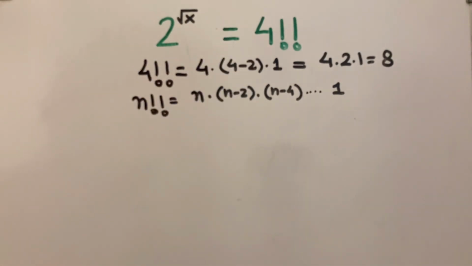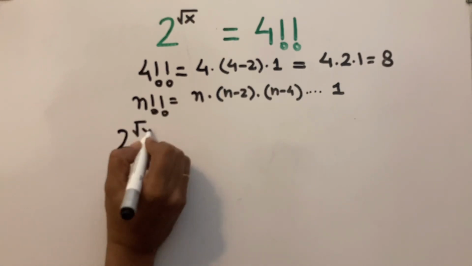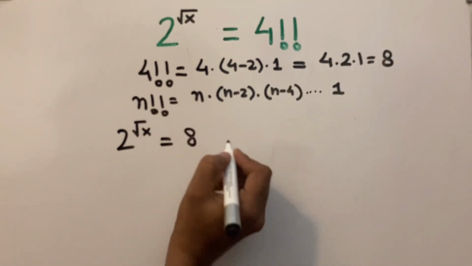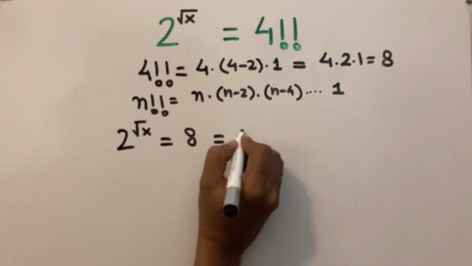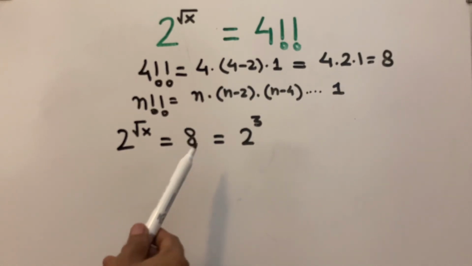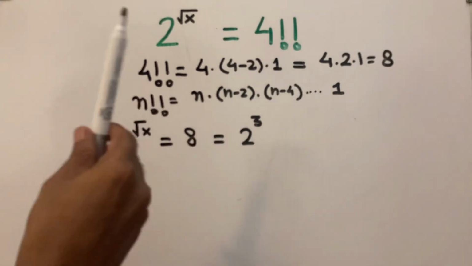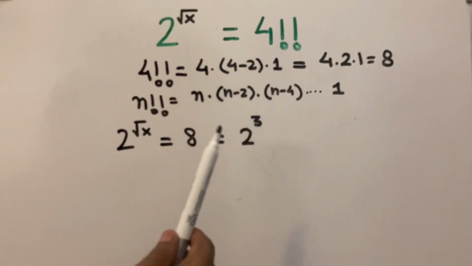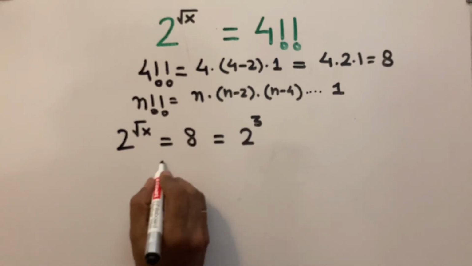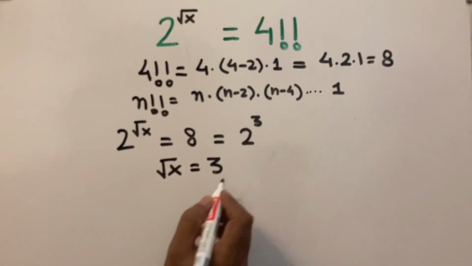Therefore, this equation simplifies to 2 to the power square root of x equals 8, which equals 2 to the power 3. Now, as the base of the exponents are the same on both sides of the equation, their powers can be equated. So, square root of x equals 3.